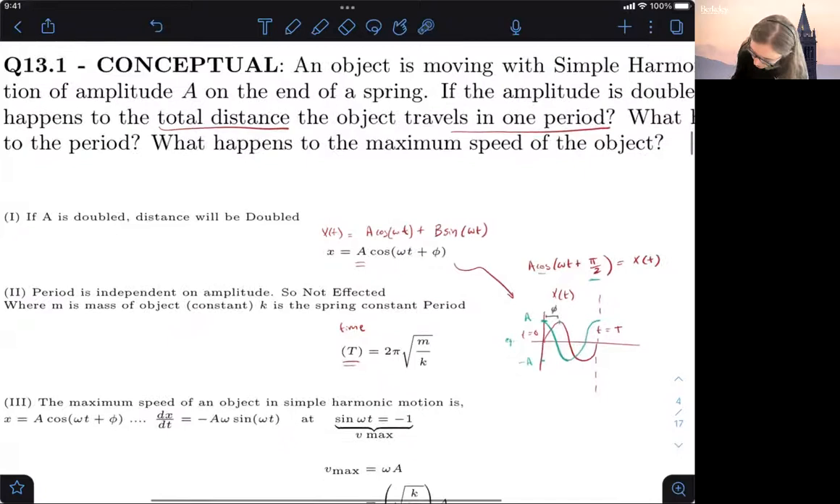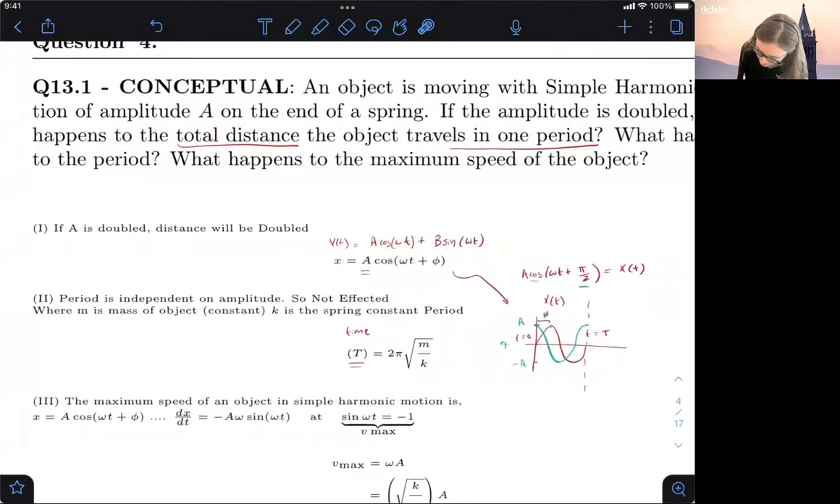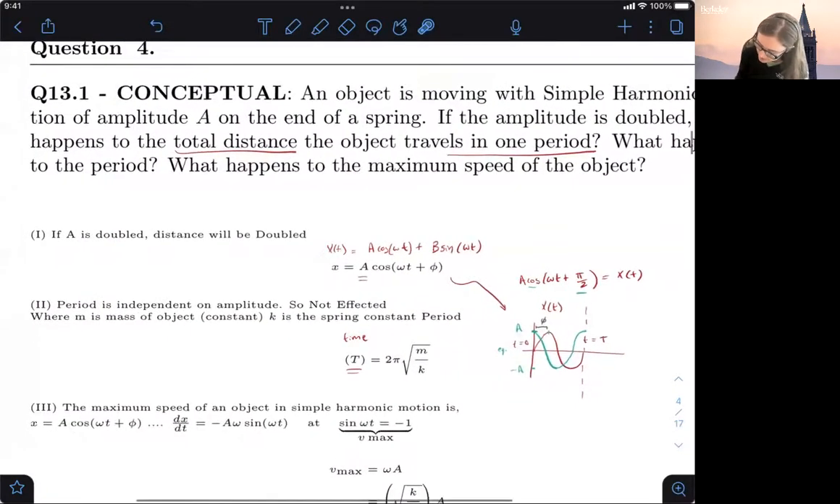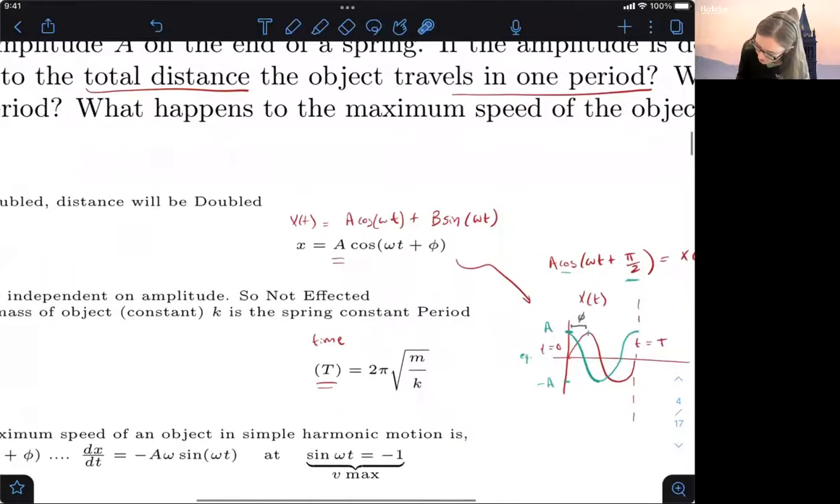Okay, so back to our original question. We're asked if A is doubled, what happens? Well, if we look at our expression, if A is the only thing that's doubled, that just means our distance is going to be doubled. If we have a larger amplitude, that means we are oscillating and spanning a larger distance for our x function.